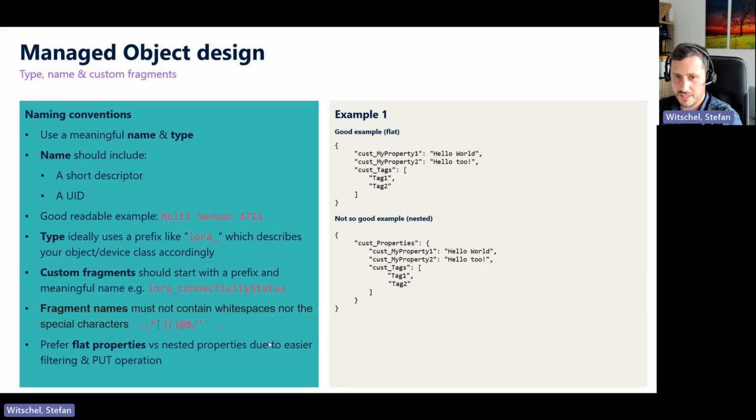And in most cases, I would ask you to prefer the flat properties versus the nested properties due to the things I just said. You can more easily retrieve them, you can more easily update them. There are also some cases, of course, where a nested structure makes total sense, but in most cases I saw in the past, the flat structure is more efficient to retrieve and update the managed object.